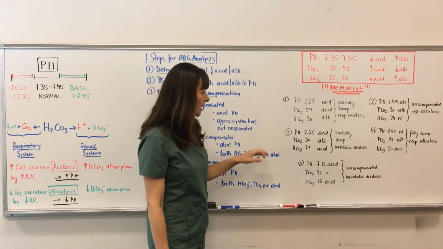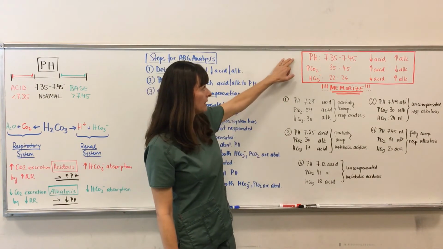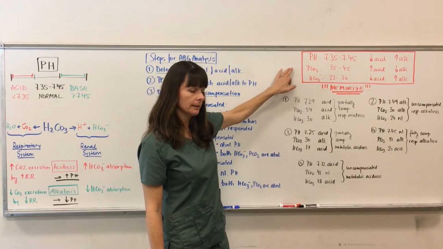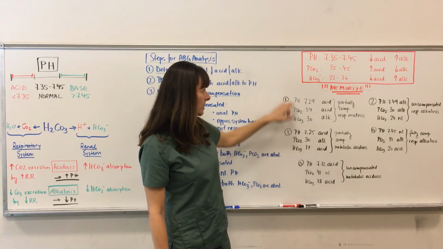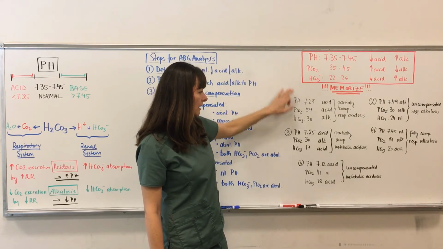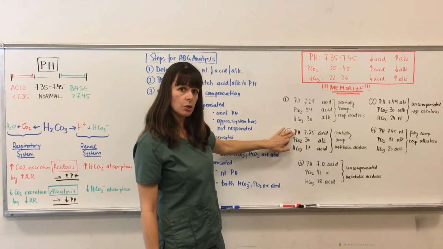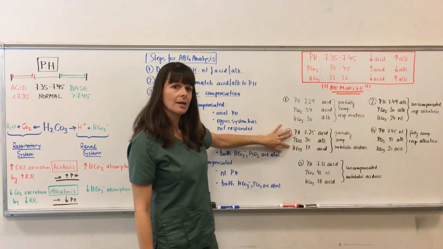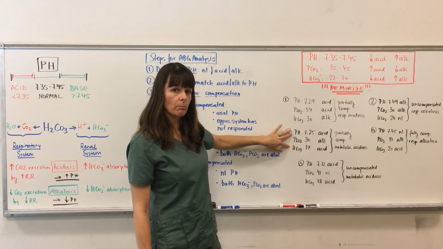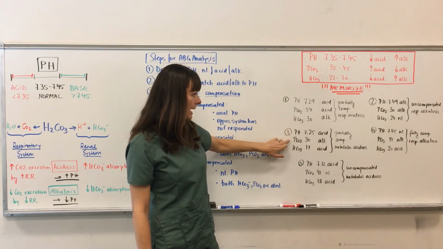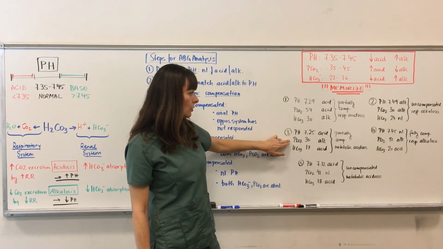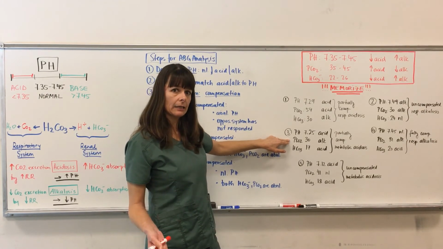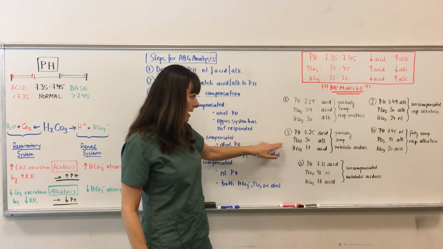Example number 3. pH 7.25 means acidotic. PCO2 is 30, meaning alkaline. Bicarbonate is 17, meaning acidotic. Again, I determined my pH is acidic, so is my bicarbonate, so I know my primary offender is metabolic, it's the renal system. So metabolic acidosis, and my PCO2 is alkaline, so that means the respiratory system is kicking in to bring that pH up.